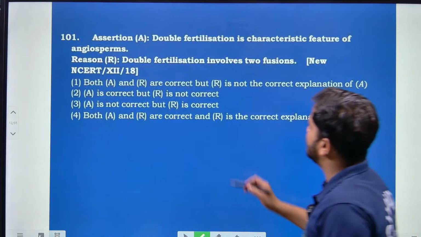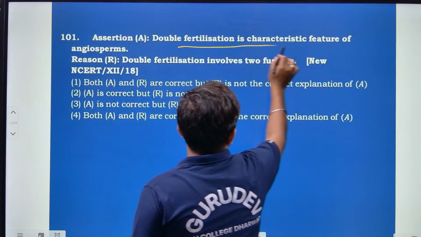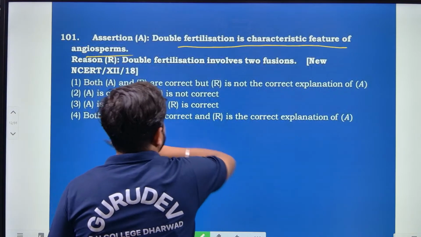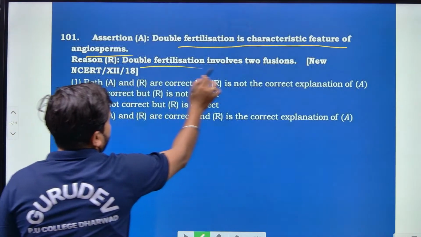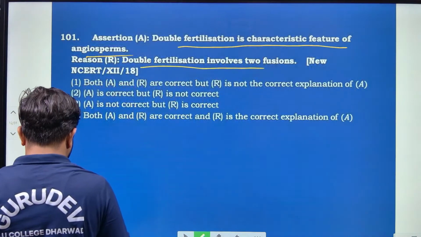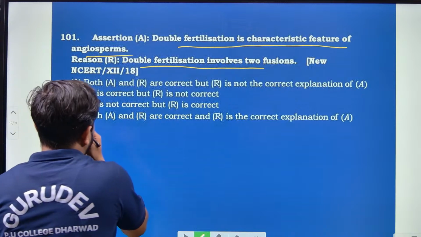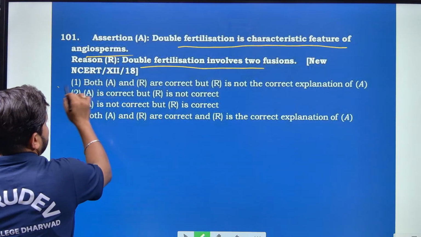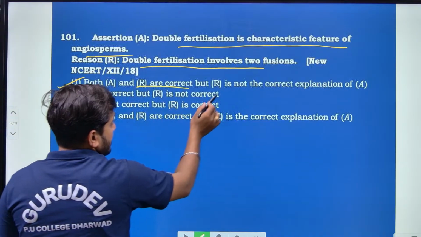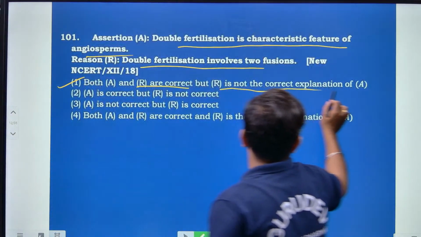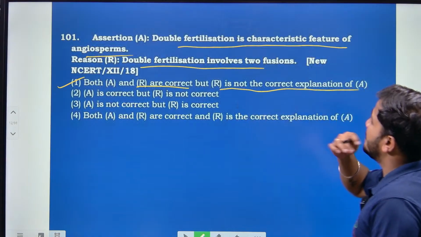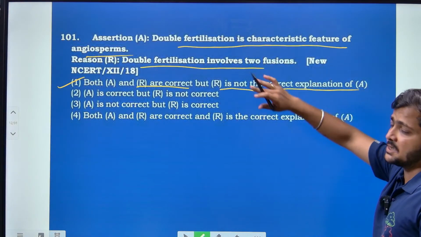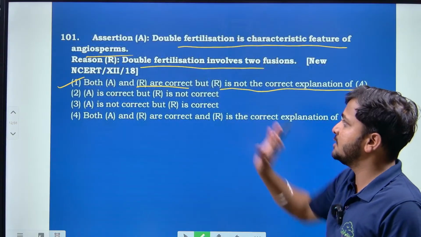Then the next question: double fertilization is a characteristic feature of angiosperms, right? That is what the assertion says. Then double fertilization involves the two fusions. So according to that, if you consider both, the assertion and reason are correct, but the reason is not the correct explanation of the assertion, because they have just mentioned that double fertilization is a unique characteristic of angiosperms.